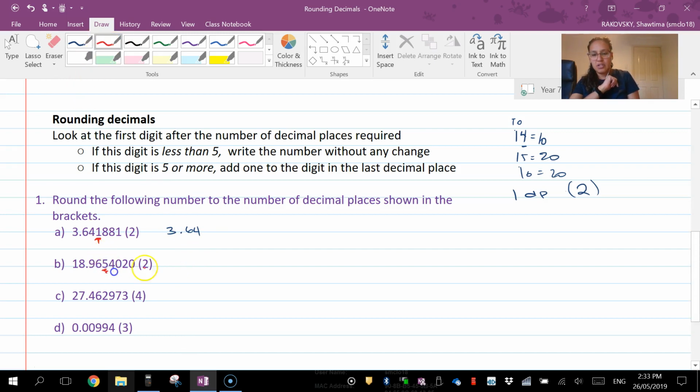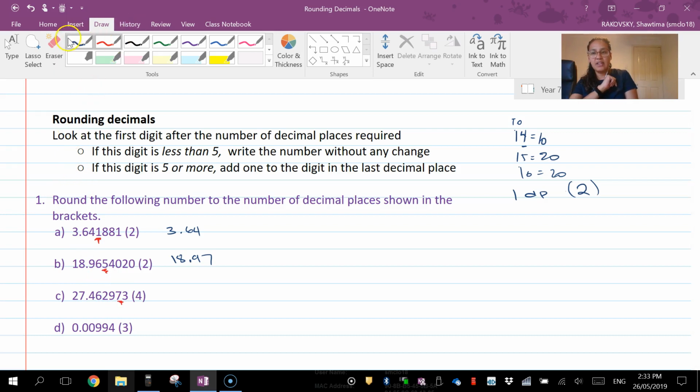Again, we go through this process. Look at the third digit because it's two decimal places, but this time my number is 5 or more, so I'm going to round up. So that gives us 18.97. This one is 4 decimal places, so I look at the fifth number: 1, 2, 3, 4, 5.